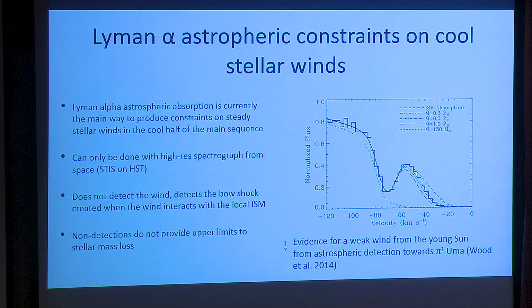So this is an example of evidence for a weak wind from the young sun, presented by Brian Wood in 2014. This is the blueward wing of Lyman alpha, and these various curves, which might be hard to see, are based on astrospheric models for what the mass loss rate would be from a stellar wind, given all of the scalings that we see in our heliosphere apply. And then if you do that, you can see that there's a little extra blueward absorption here between Lyman alpha and deuterium Lyman alpha, and by fitting that, you get a constraint on the mass loss rate.